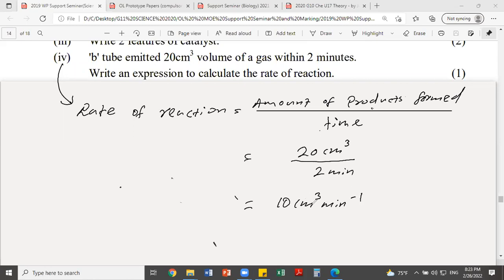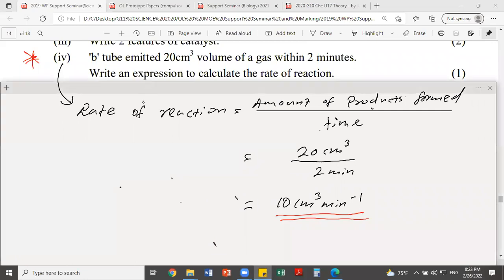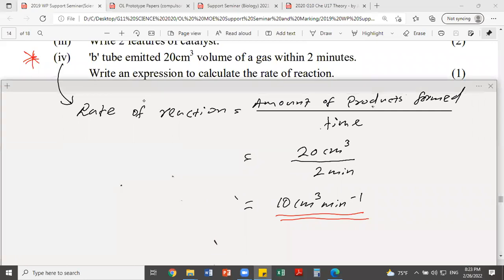It's a good question. You can put a star on this one, because this type of question can be asked in the oral paper also. This part is very important. It emitted 20 cubic centimeters, so the amount of products means the amount of gas formed over time taken. But remember, they don't ask us to calculate, even though I have done the calculation. They're asking just to write an expression to calculate. Are they asking us to calculate?